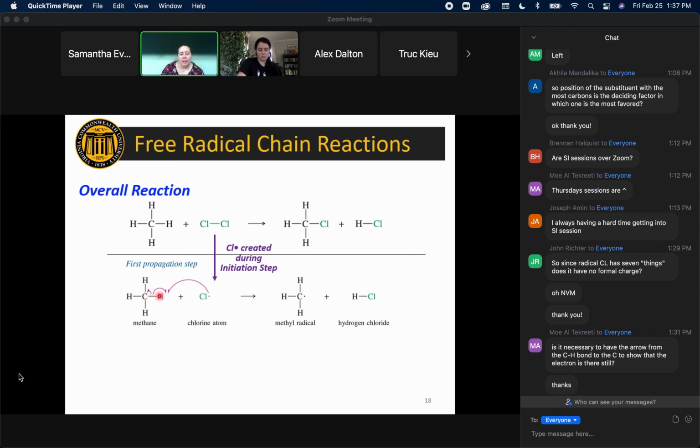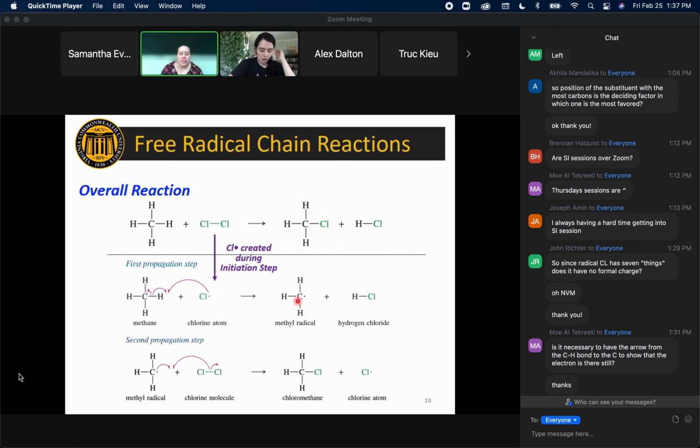When we do that, we're breaking the C-H bond such that one of the electrons helps to form this new bond between H and Cl. The other electron goes back to the carbon of methane to give a methyl radical. And we can see here, we've actually generated one of our two products from this reaction in this step.